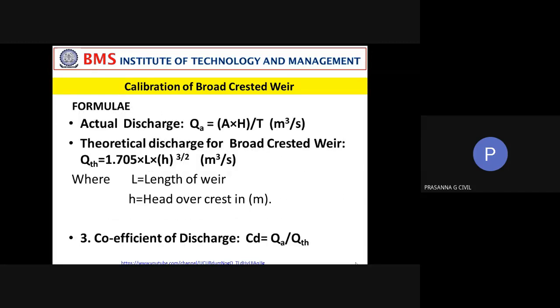Coming to the formulae required, the actual discharge is calculated as A into H by T, where A is the area of the collecting tank, H is the rise of water in the collecting tank, and T is the time taken for rise of water. And the theoretical discharge for the broad-crested weir is given by the expression 1.705 into L into H raised to 3 by 2, where L is the length of the weir and H is the head over the crest of the weir. And lastly, the coefficient of discharge, CD, is calculated as Q actual divided by Q theoretical.